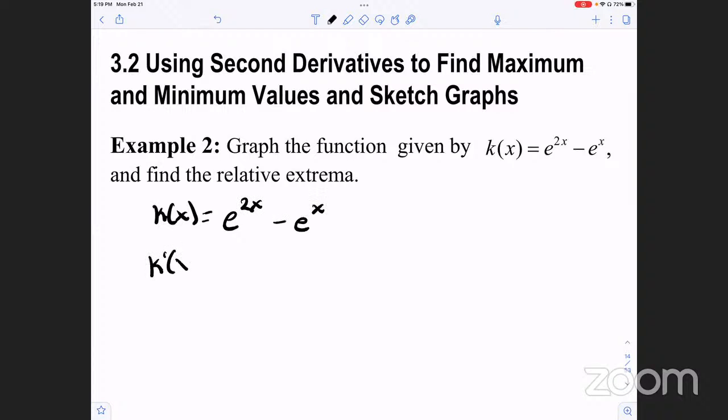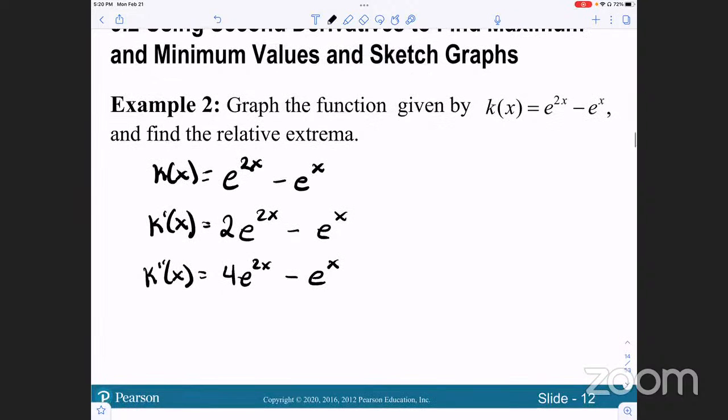Then the first derivative, so the derivative of e to the 2x is itself times the derivative of the power, which is going to be 2. So it's going to be times 2. Minus e to the x, right? Because the derivative of e to the x is itself. Okay. And then let's go ahead and look at k double prime. So it's going to be 4 e to the 2x minus e to the x. Okay.